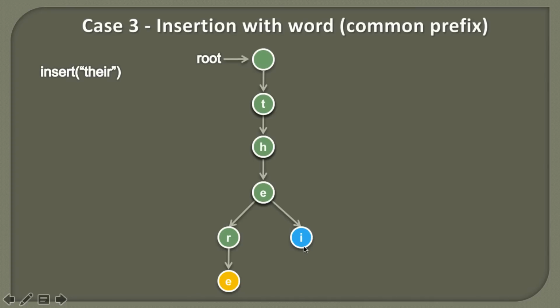And once we insert I, we'll simply traverse to I and we'll finally insert R. So we'll check whether R is present or not. So here you can see R is not present. So we'll create a new trie node and we'll insert R. And finally we see here that it is the end of the word. So we'll simply mark R as the end of the word.